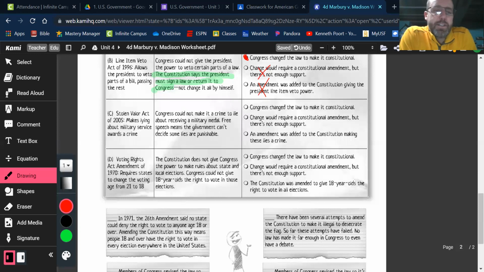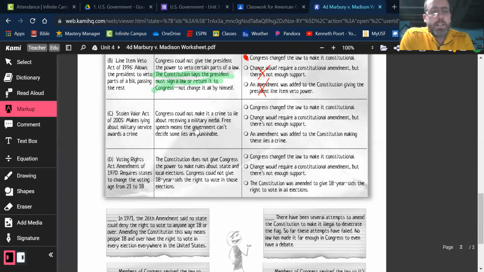All right, Part C, the Stolen Valor Act. 2005 makes lying about military service awards a crime. So if you said you were in the military, you won awards, in 2005 they made a law that you could have been punished for that, criminally punished. Okay, so it goes to the Supreme Court.